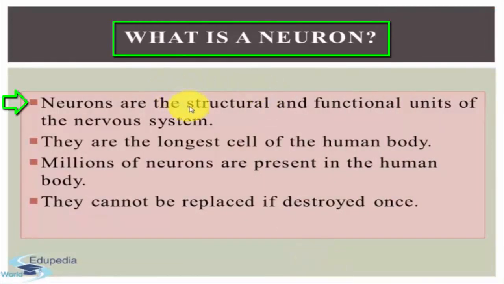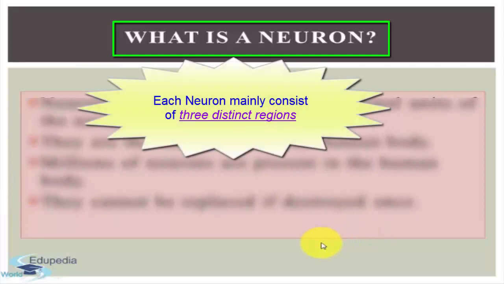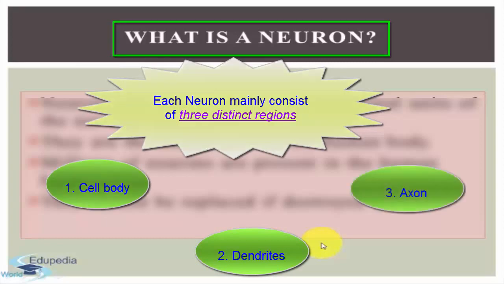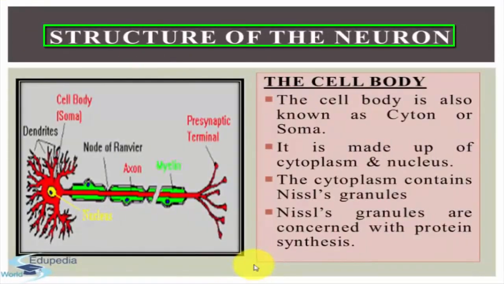See, neurons are structural and functional units of the nervous system. They are the longest cell of the human body. Millions of neurons are present in the human body. They cannot be replaced if destroyed once. Each neuron mainly consists of three distinct regions: the cell body, dendrites, and axon. Most of the cell bodies are located in the brain or the spinal cord. So let's discuss the structure of neuron.